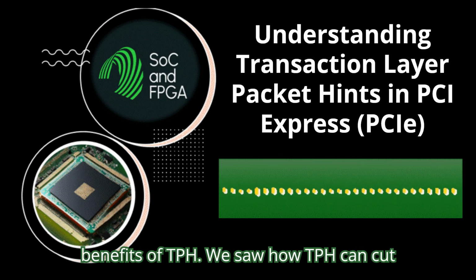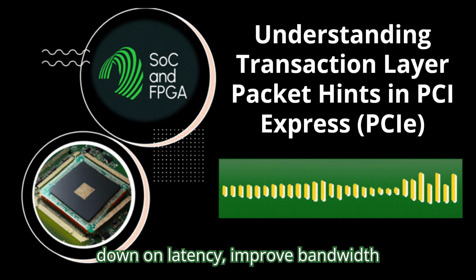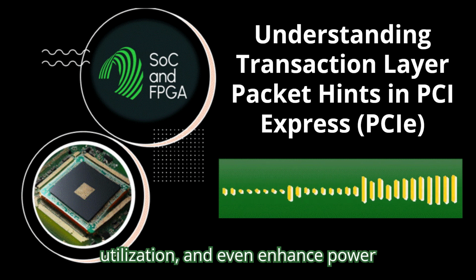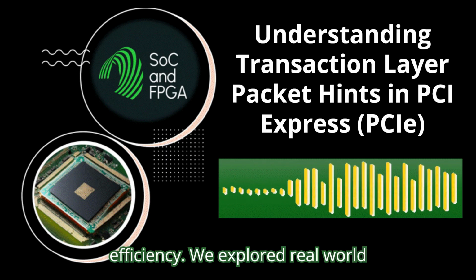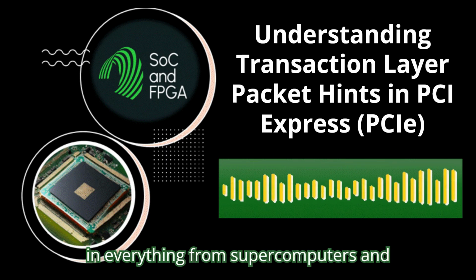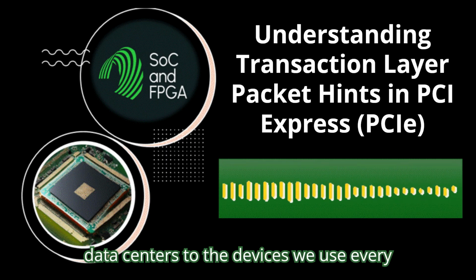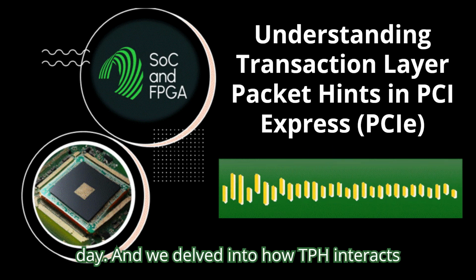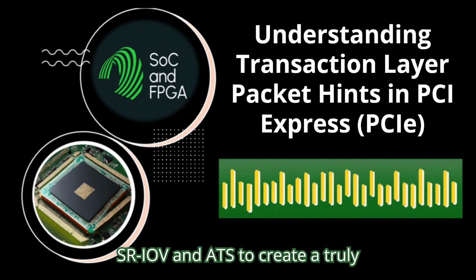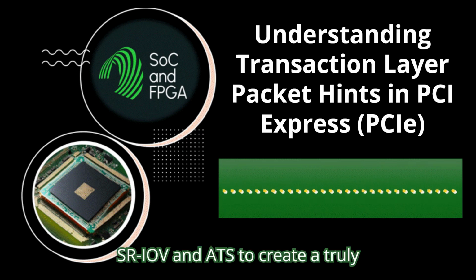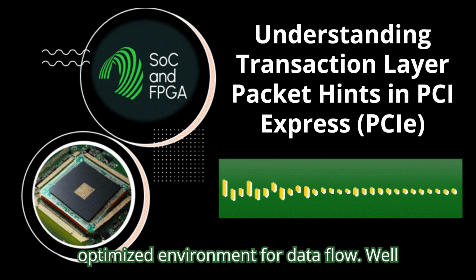And we talked about how important accurate hint generation and efficient hint processing are, along with system-wide coordination, to maximize the benefits of TPH. We saw how TPH can cut down on latency, improve bandwidth utilization, and even enhance power efficiency. We explored real-world examples of how it's making a difference in everything from supercomputers and data centers to the devices we use every day. And we delved into how TPH interacts with other PCIe technologies like SR-IOV and ATS to create a truly optimized environment for data flow.